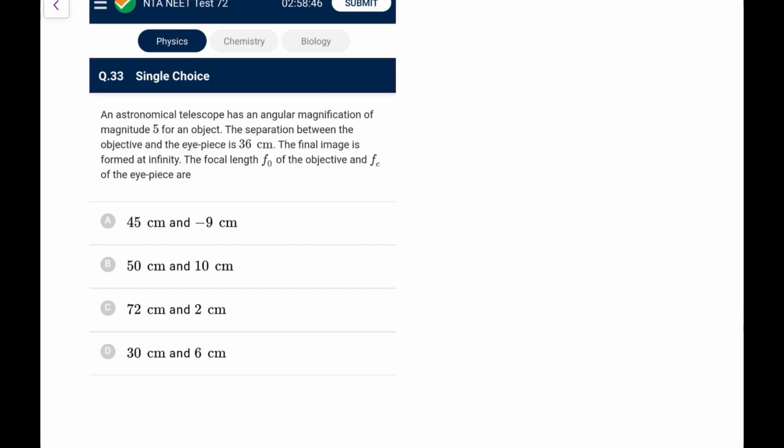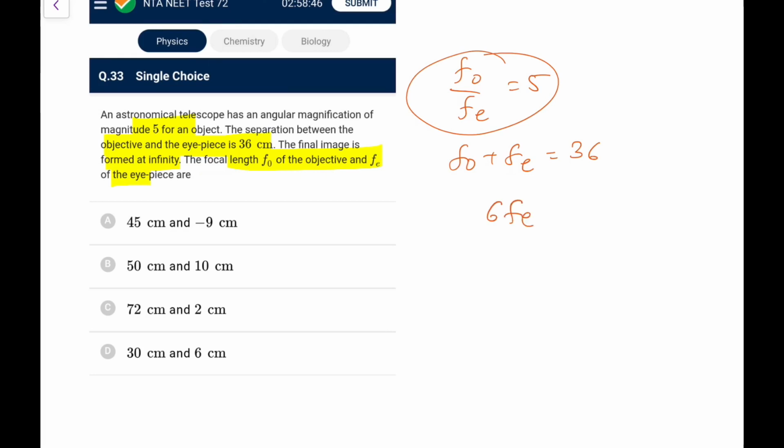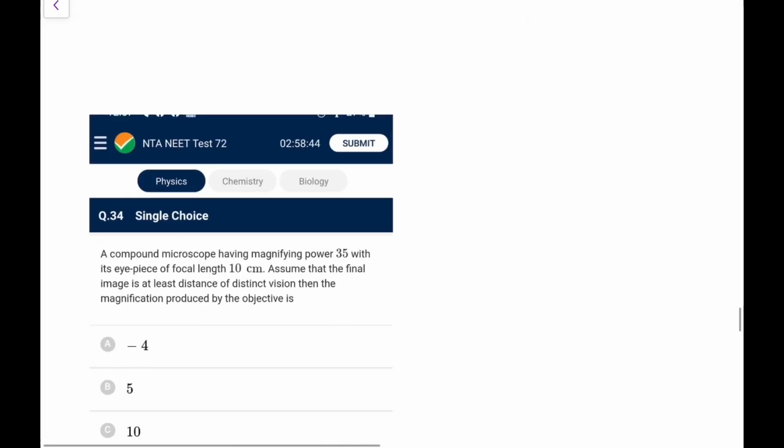Next, you have an astronomical telescope with an angular magnification of 5. The separation between objective and eyepiece is given. The final image is at infinity, so it is the normal adjustment that is being talked about. We know magnification would be FO by FE, that is 5, and you know that the tube length is FO plus FE equals 36. So going from here you need to calculate. FO is 5 FE, so 6 FE is 36. So FE is 6 and FO comes out as 30. So FO and FE would be 30 and 6. So go for option D, an easy one for you.